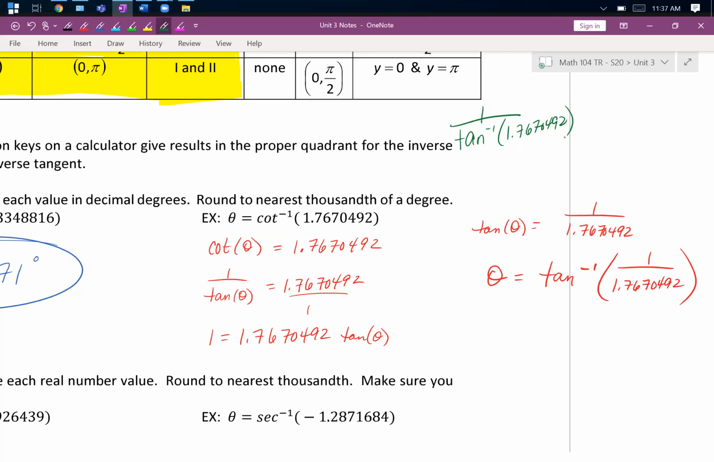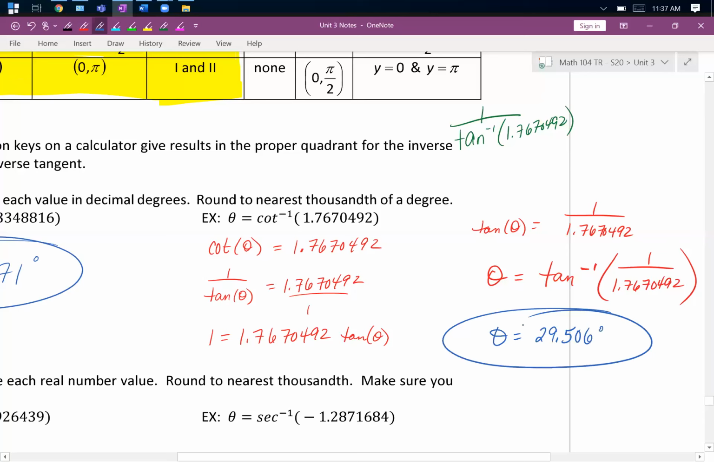All right, now we're ready to plug it in our calculator. Get something in between 0 and 90 degrees. 29.506. All right, there we go. Questions?